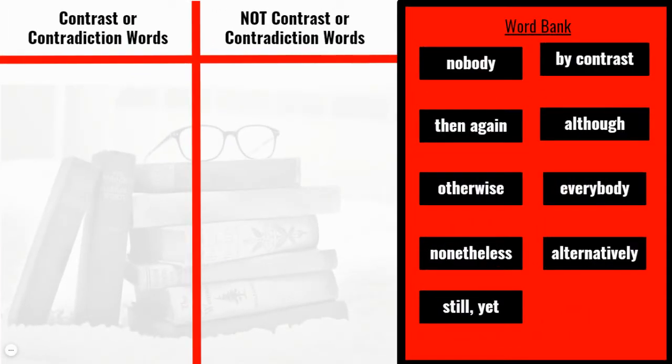Now that we have a grasp on what the signal words might be, let's take a look at a new list of signal words. Just like the previous slide, complete the sort by determining which words could be considered signal words for contrasts and contradictions and which ones are not. Pause the video to complete this slide.